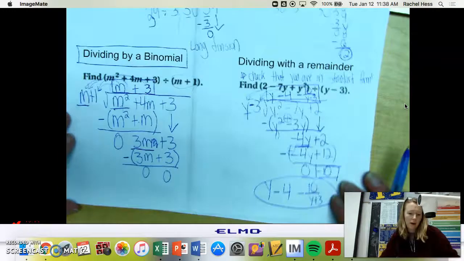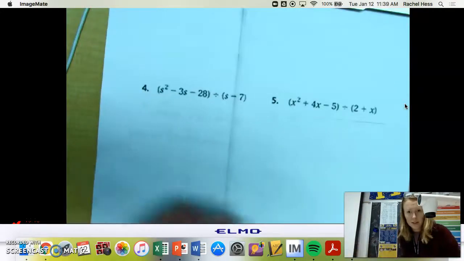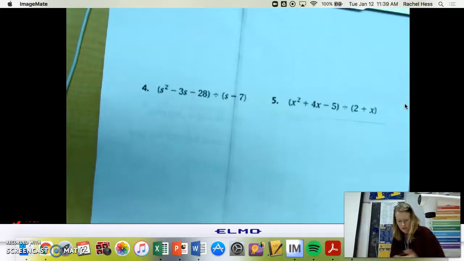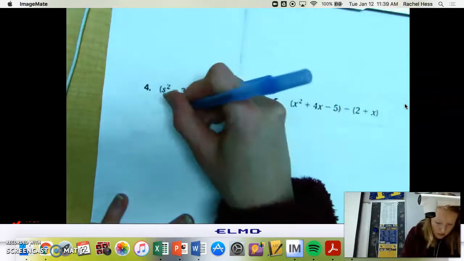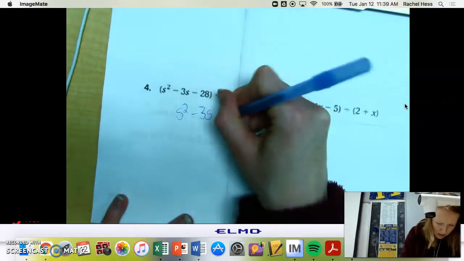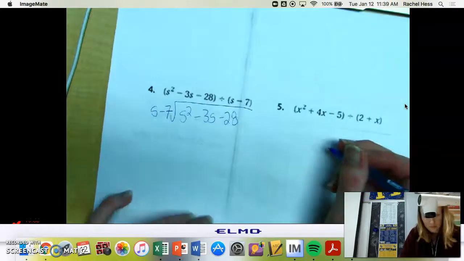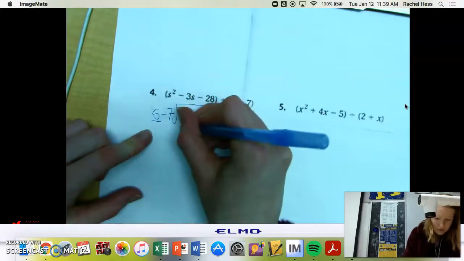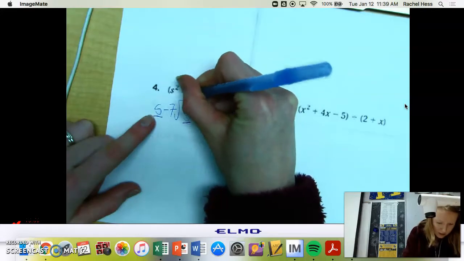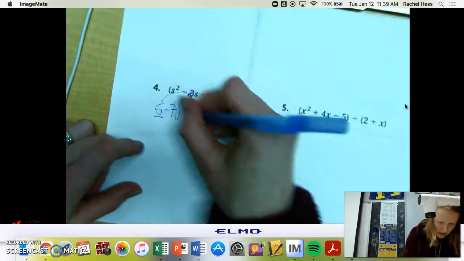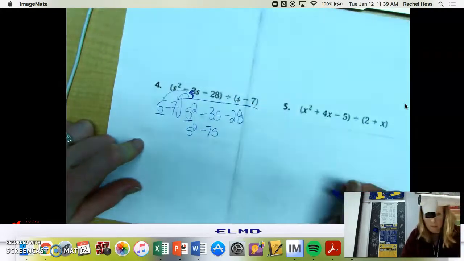So let's continue that process with a few more examples. So let's do this one right here. We have s squared minus 3s minus 28 divided by s minus 7. How do I get these first terms to match? Well, s times s would give me s squared. So s times s is s squared, but then s times negative 7 is negative 7s.